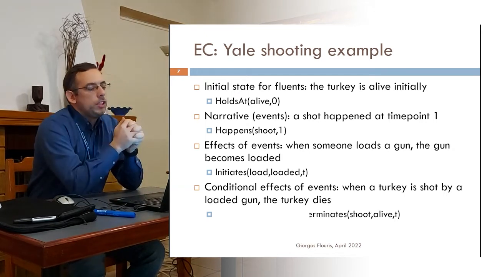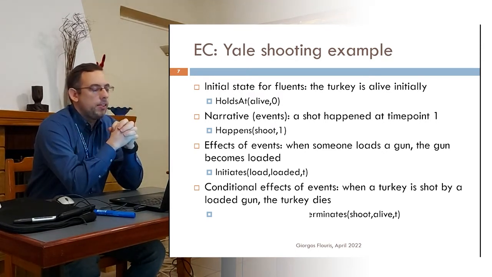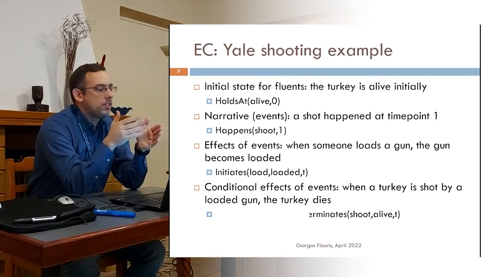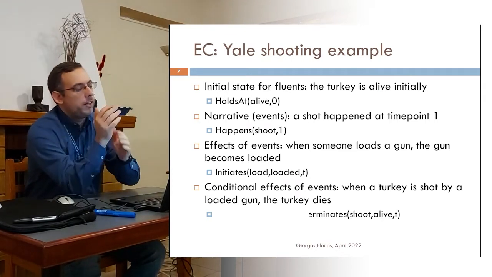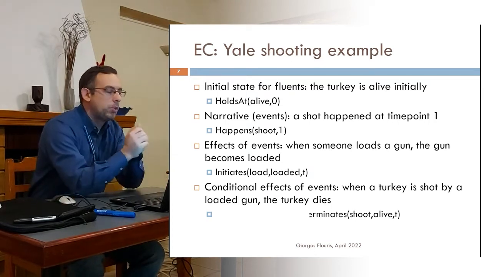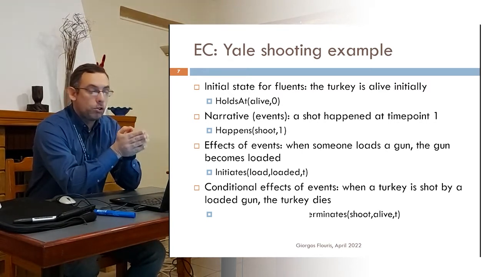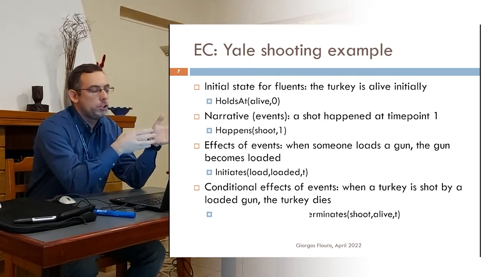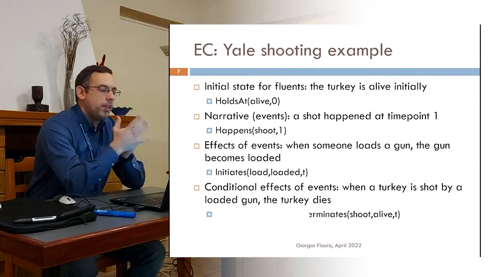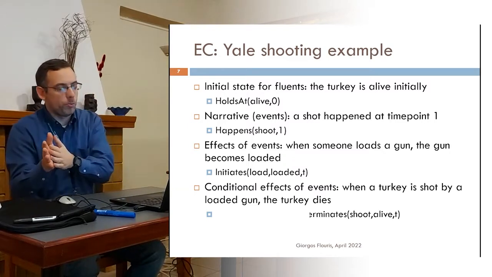We could also have conditional effects of events. So this particular formula says that when a turkey is shot by a loaded gun, the turkey dies. So the predicate terminates says that when the event shoot happens, alive becomes false. But in order for this to happen, there is a precondition that the fluent loaded is true. And T here does not stand for true, it stands for time points. So this formula essentially is true for any time point. Whenever a shot happens and the gun is loaded at that specific time point, then alive will become false.